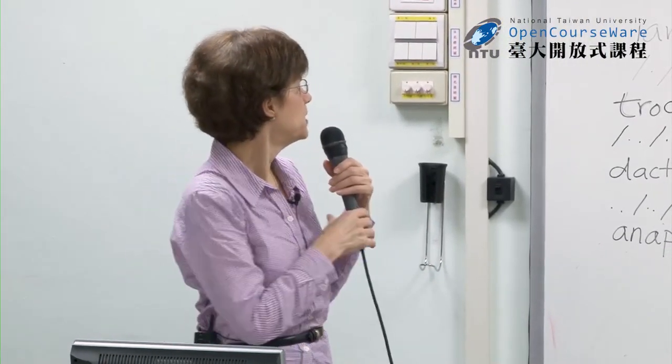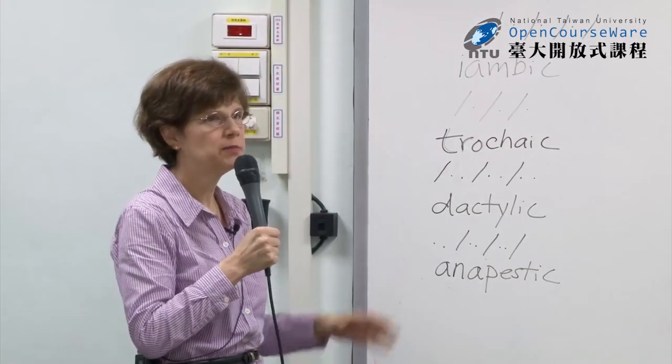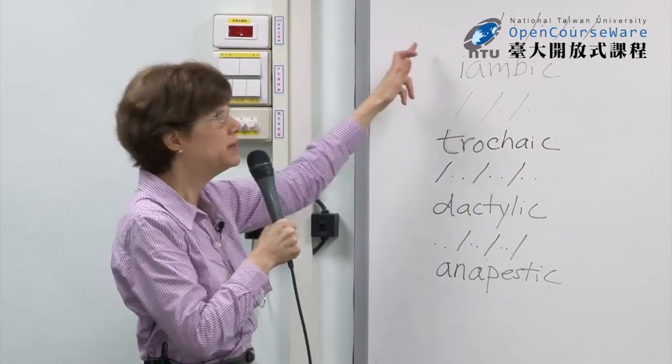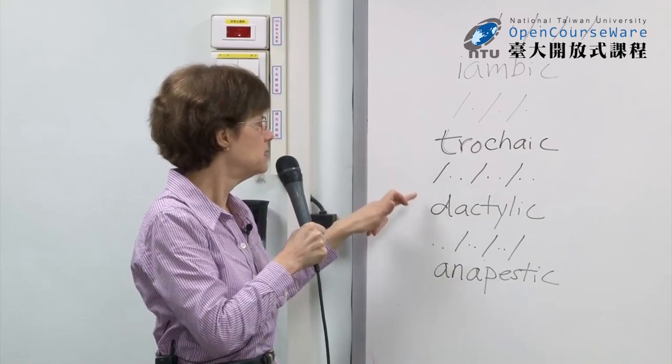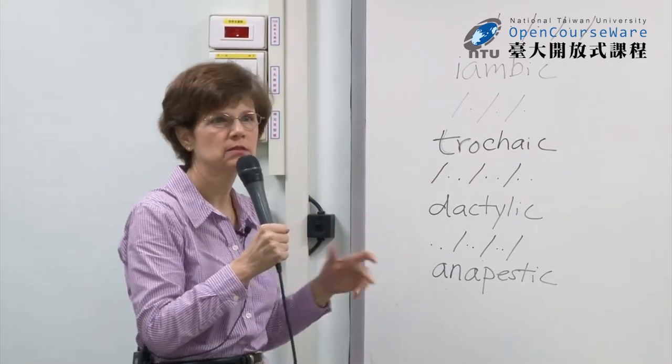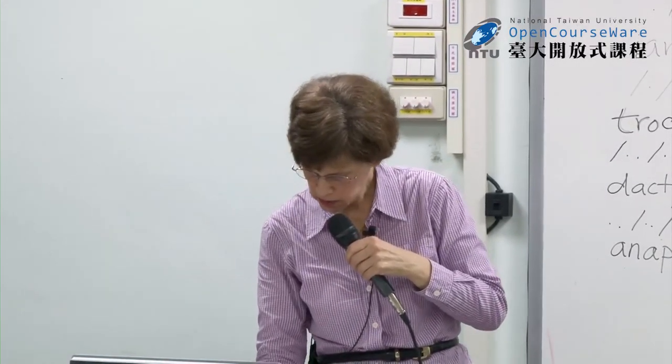Okay, and in English poetry, probably about 60% of classical English poetry, poetry that's written according to the rules, will be iambic. 60% 以上是 iambic. 再来是 trochaic 跟 dactylic, anapestic 最少. Okay, these are useful terms when you want to describe stress patterns.